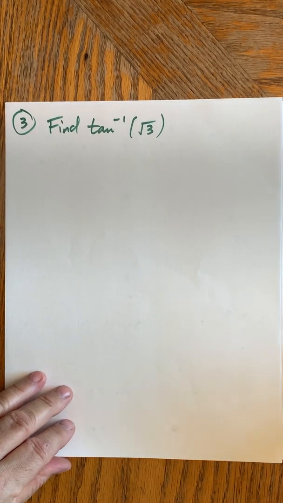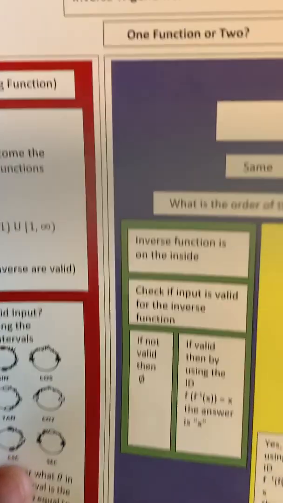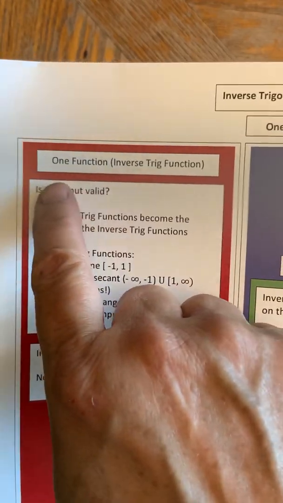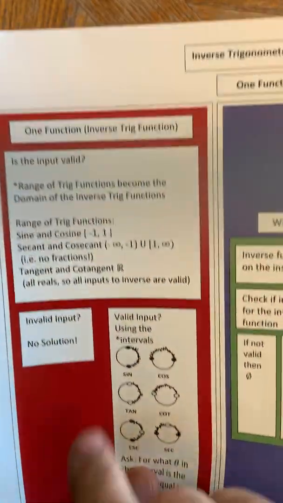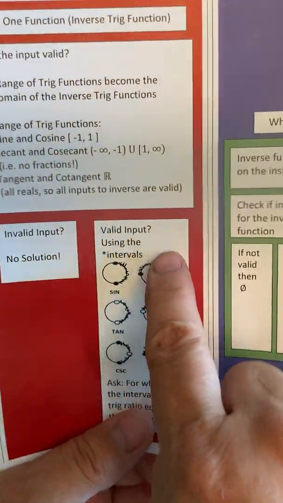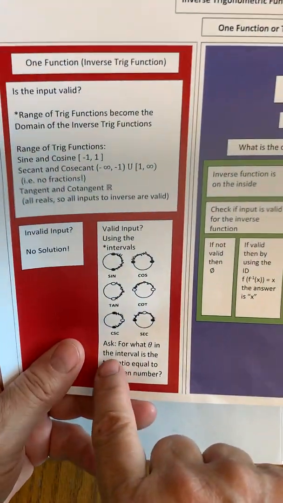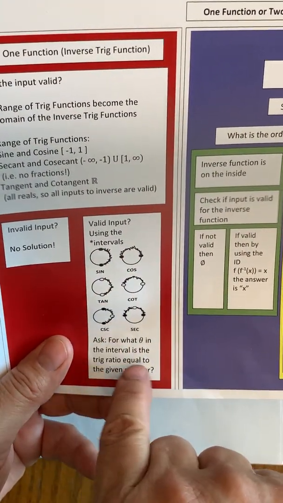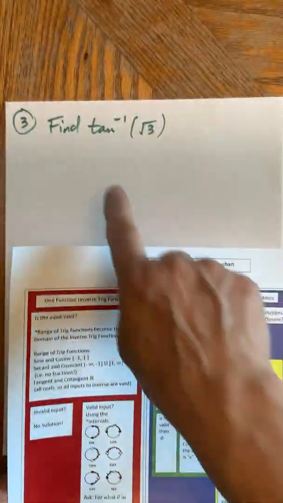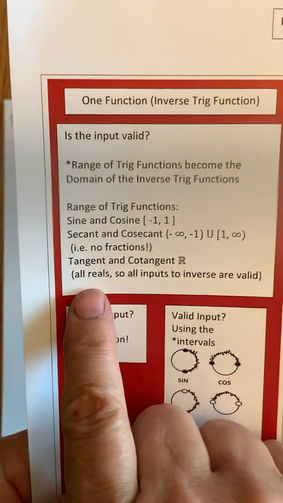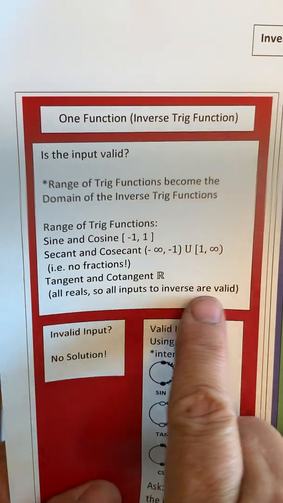So again, you really want to try to do this before I go over it. So like pause and do it, or maybe you've done it all at once. So on this, I say, is it one function or two? Well, it's one function. It's just a regular inverse trig function. So what do I do? I check to see if the input's valid. If it's not, it's no solution. If it is, I ask the question, for what angle in one of these intervals is the ratio equal to the given number? And of course, the interval has to correspond to the function. So for tan inverse, first of all, everything is good, right? For tangent, all reals are inputs.